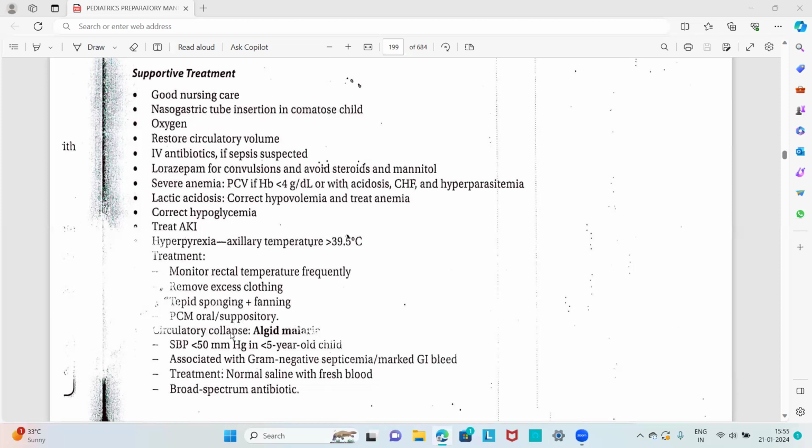If there is any circulatory collapse, that is also known as algid malaria, it is defined as the systolic blood pressure less than 50 millimeters of mercury in the less than 5-year-old child associated with gram-negative septicemia or marked gastrointestinal bleeding. The treatment of the circulatory collapse of algid malaria consists of normal saline with fresh blood, and also broad-spectrum antibiotic should be given.